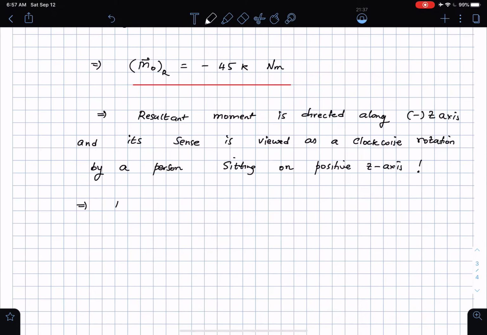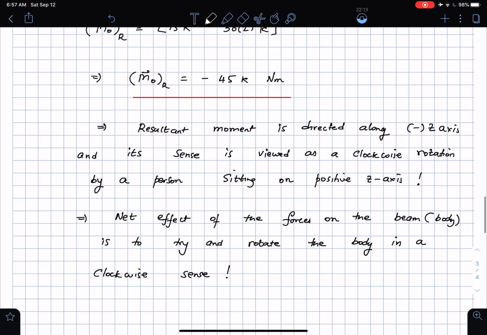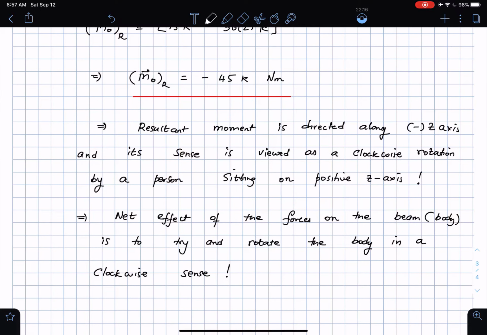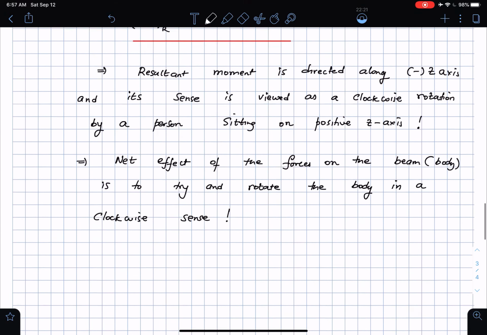Okay, so which essentially tells me that the net effect of the forces on the beam or the body is to try and rotate the body in a clockwise sense. Okay, this is the net effect. All right, so this is the problem, and a fairly straightforward problem if you get used to this idea of the right hand rule. That is the most important thing. Please get used to the idea of the right hand rule. The right hand rule is the most important thing for you at this point in time.